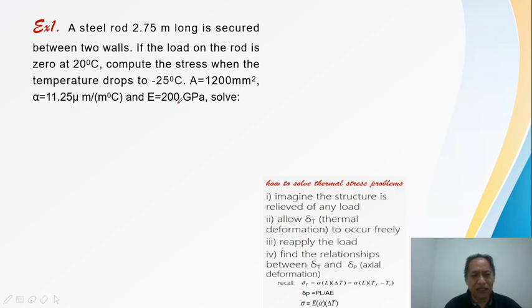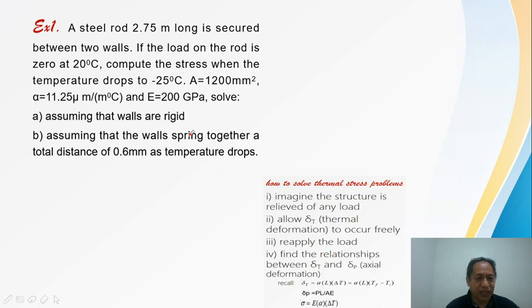The modulus of elasticity for your steel is 200 gigapascals. Now, you are asked to determine the stress assuming the walls are rigid. Meaning, the support is unyielding. So, that means you are free to use the formula we derived a while ago. In letter B, assuming that the walls spring together, with a total distance of 0.6 as the temperature drops, our support is actually not fixed, so it is affected with a change in length. So, there is a yielding, a total yielding of 0.6 millimeter.